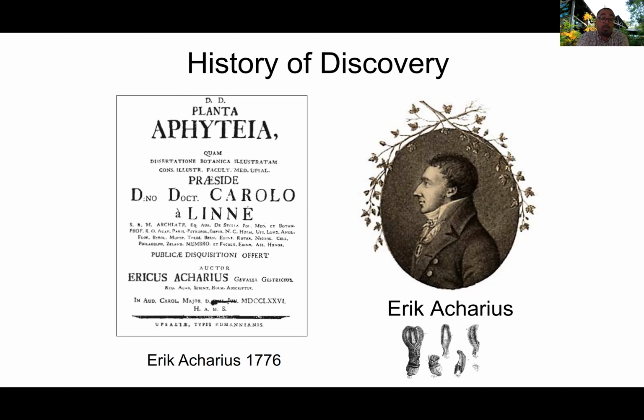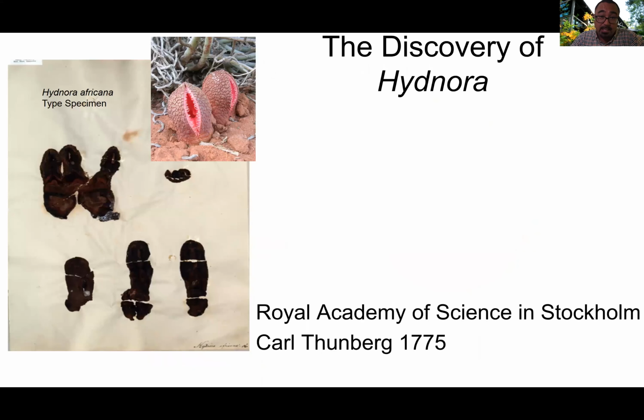Linnaeus had Acarius redescribe Hydnora as a plant in the genus Aphytia, just 1 year after the original Hydnora description. However, the Hydnoraceae, the family name, and thus the genus Hydnora, was conserved in the Montreal Code. Funny sidebar, note the font size of Linnaeus's name versus Acarius's on the thesis cover page. I guess that's what happens when your major advisor is Linnaeus.